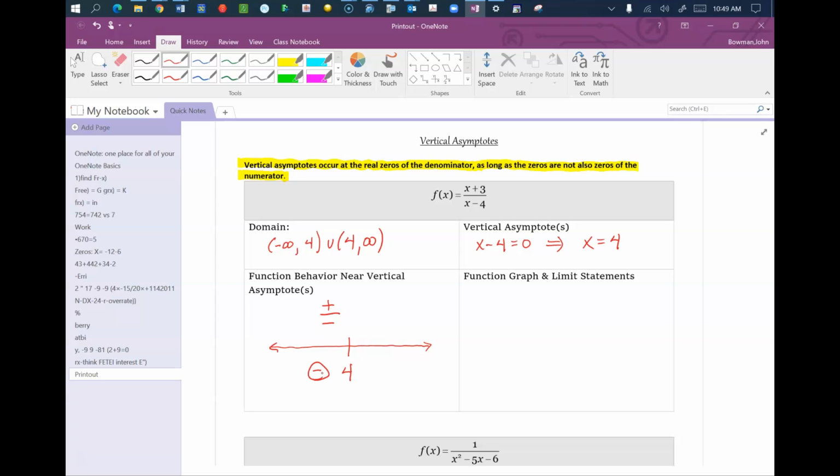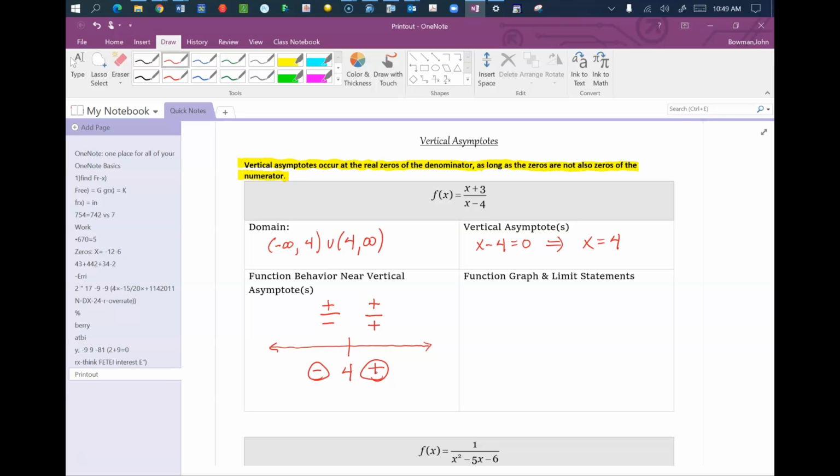Now we're going to do the same thing for a value of x slightly larger than 4. So plug in x equal 4.1. 4.1 plus 3 is positive. 4.1 minus 4 is also positive, so the result is positive. So we now know how our graph behaves as x approaches 4 from the left and the right.